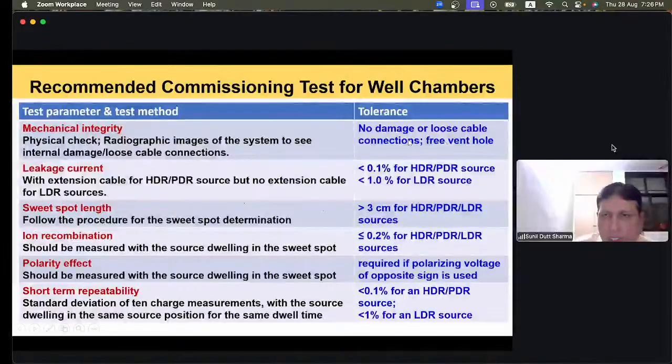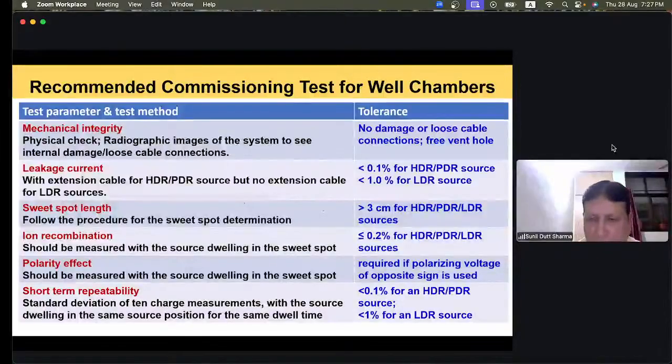The tolerance provided here is that ideally there should not be any damage, there should not be any loose connection, and the venting hole should be very clear to allow the exchange of air from the environment. Leakage current should be less than 0.1% for high dose rate or pulse dose rate sources, and less than 1% for low dose rate sources. Sweet spot length, as I discussed earlier, should be at least of the order of about 30 millimeter for all types of sources, and recombination shall be less than 0.2%. And all these need to be measured by the user whenever they receive the bell type chamber.